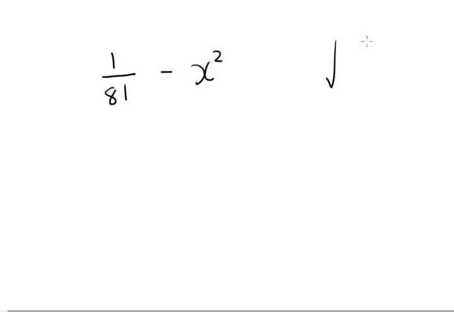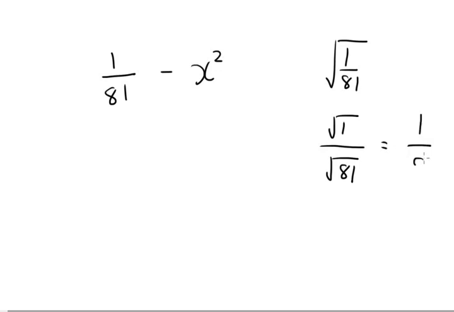Because if you try to work out the square root of 1 over 81, and this is maybe just a bit of revision, what we could do there is break that up into the square root of 1 over the square root of 81. And then that will give us 1 over 9. So if you see a fraction, this is basically all you're going to do. We need to find the square root of 1 over 81, so in this case it's 1 over 9.